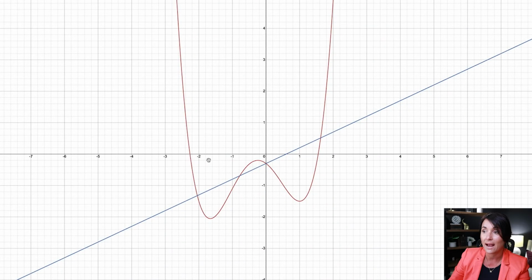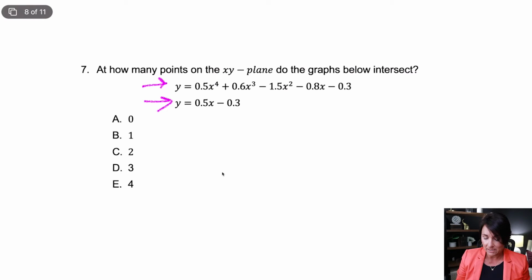And when I click on it, I zoom in on it. Look how easy that is. Now you can see I have an intersection here, 1. I have an intersection here, 2. I have an intersection here, 3, and I have an intersection here, 4. These intersect 4 times. So it's simple. Just go back to my answer choices and you can see my answer is E.